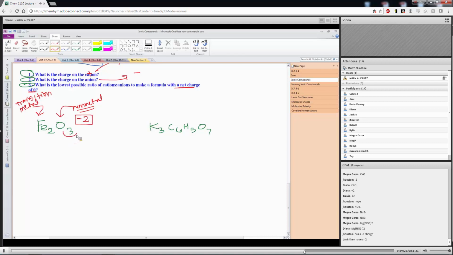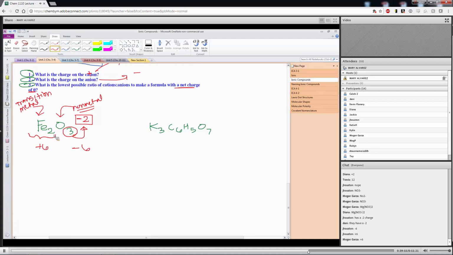If I have 3 oxygens in this compound and they each have a charge of -2, how many negative charges are the oxygen atoms contributing to this compound in total? -6. Okay, so that means that the iron ions in total must be contributing what kind of charge to this compound in order for it to be neutral? +6. Excellent.